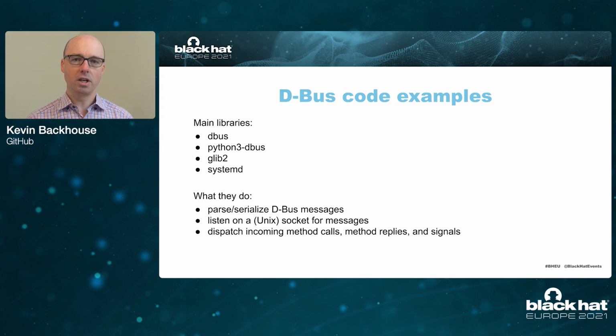Now, I want to show you some examples of what it looks like to program a dbus service. Typically, if you're implementing a dbus service, then you're going to use a dbus library to do that. And there are four main ones that I'm aware of. I'm only going to show you examples from two of them, though, the Python one and the systemd one. So what do these libraries do? Well, obviously, they need to be able to parse and serialize dbus messages. But they also take care of listening on that Unix domain socket and dispatching the incoming message to the correct place. And they usually have some way of helping you with the asynchronous communication problem that I mentioned a few slides back.